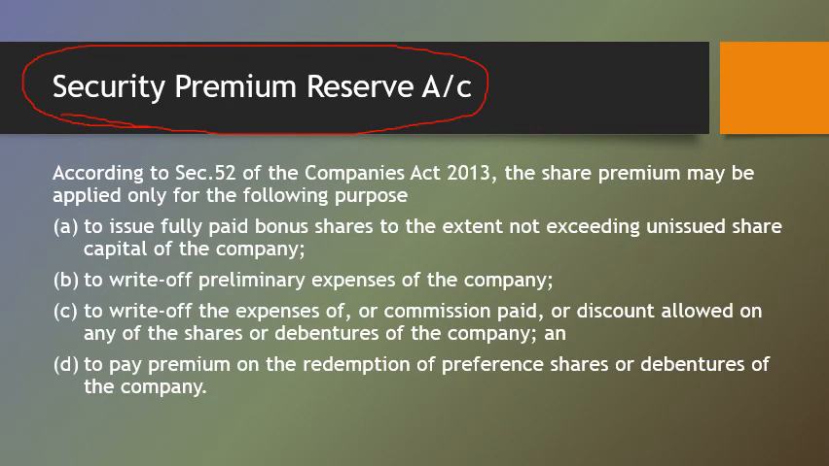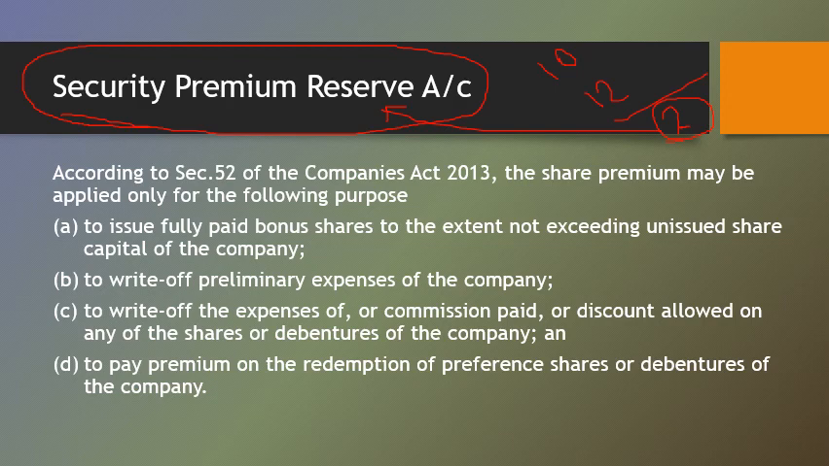This premium is a kind of income for the business. When a company issues shares of 10 each at rupees 12, they are getting 2 rupees extra on each share. So this 2 rupees is a kind of income for that business. It is known as security premium and it will be transferred to the security premium reserve account. Later, whenever the company needs it, it can utilize this premium amount for various purposes.